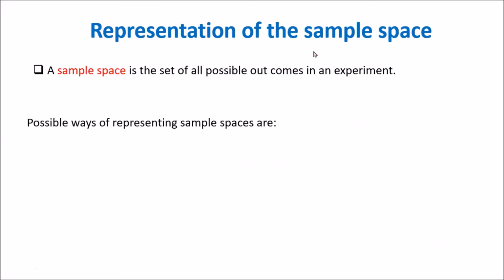Now this sample space we can represent. First we represent it by listing. When we take the sample space of tossing a coin, we can list it out like obtaining head and obtaining tail.